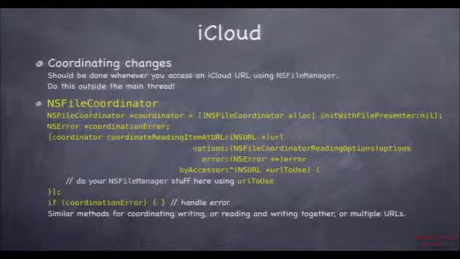Then there's a bunch of methods like coordinateReadingItemAtURL. You pass it the URL you want to read. You pass some options, which you can go look up. You pass an error return value to get any errors. And then you pass a block that takes a URL as the argument. That URL handed to your block is the URL you need to use to read or write or do whatever you're doing. That URL is a coordinated URL. You don't know what the URL is, you just know it represents the same thing you passed in, but it could be a different URL, and that's the one you want to use here.